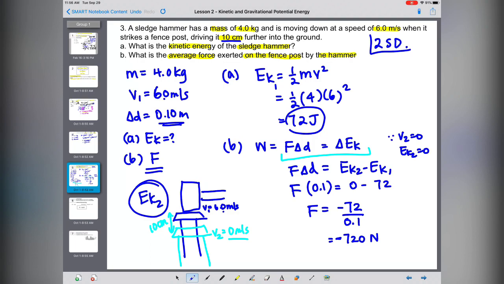So to actually figure out what is the force acting on the fence post, it is going to be 720 Newton, because it's the action-reaction force. So I'm going to rewrite this out. This 720 is actually the opposite force that is causing the sledgehammer to slow down. So it's the force on the sledgehammer. And to find out what is the force on the post, it's going to be 720, which is the reaction force from the hammer to the post. So it's positive.